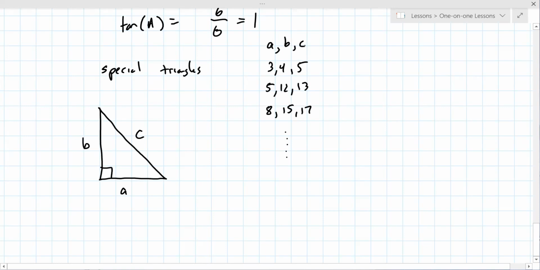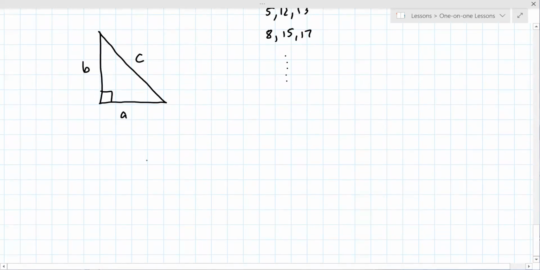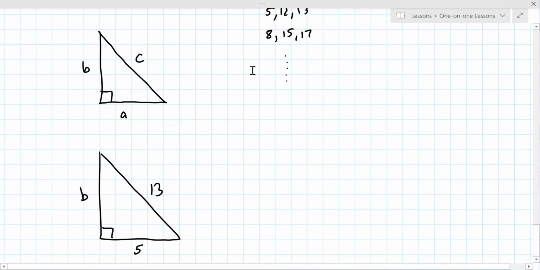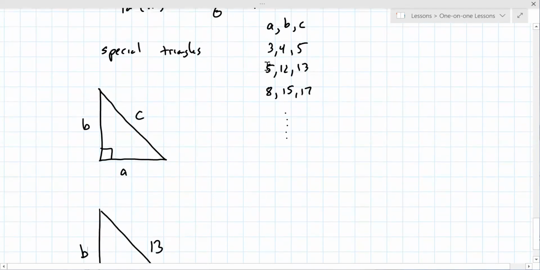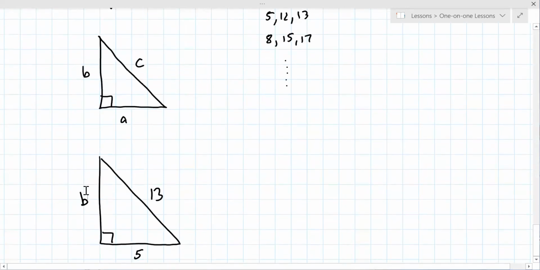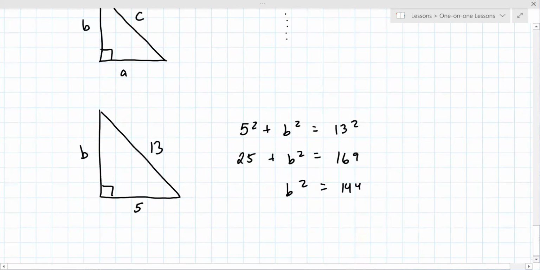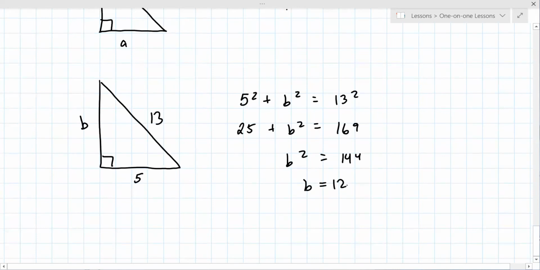So for example, let's say I gave you a problem. Here's a triangle. This is 5, this is 13, and this is B. You are supposed to immediately realize that this is 5, 12, 13, that B is 12. But here's why. It's 5 squared plus B squared equals 13 squared. 25 plus B squared equals 169. B squared equals 144. So B equals 12.